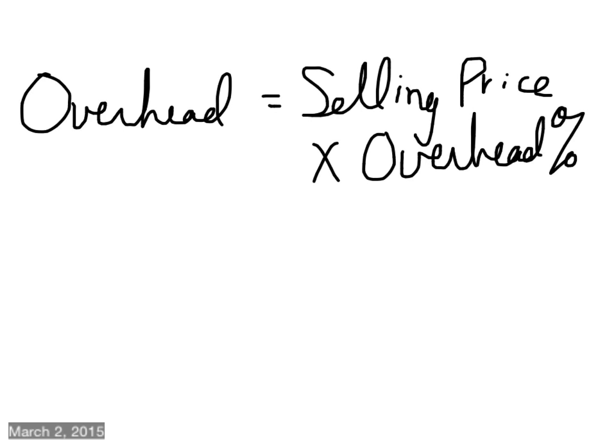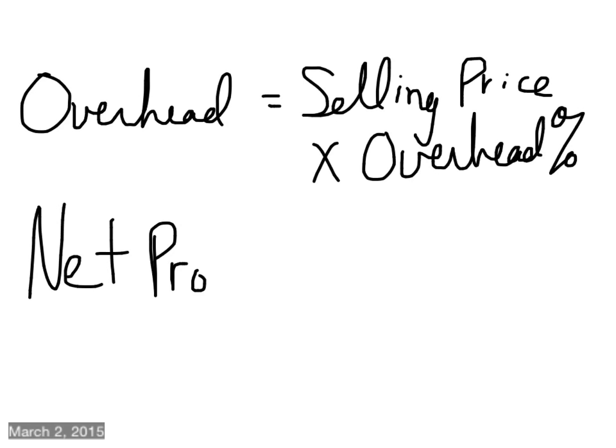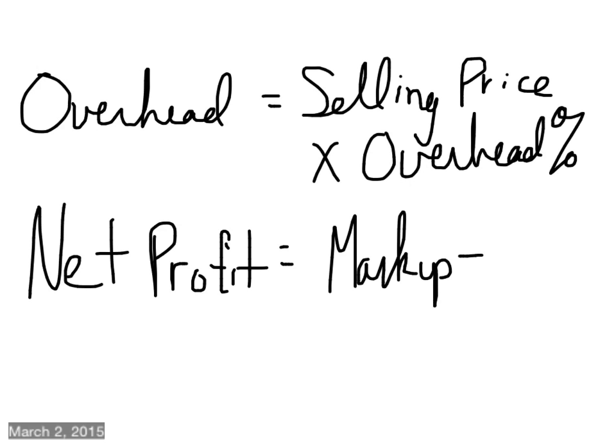Okay. Then as far as getting the net profit, you're going to take the markup and minus out the overhead. Overhead is found by taking the selling price times the overhead percent, and the net profit is the markup minus the overhead. So if you look at number one, it says find the markup, overhead, and net profit.